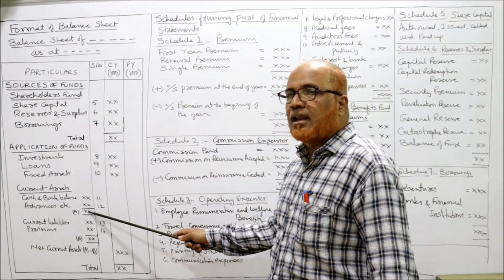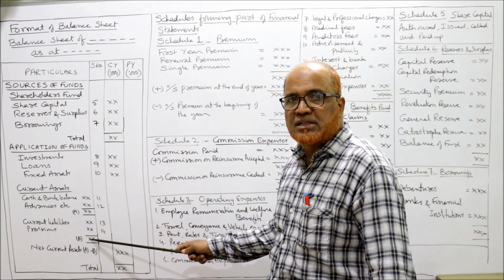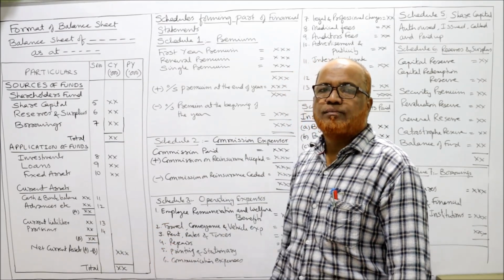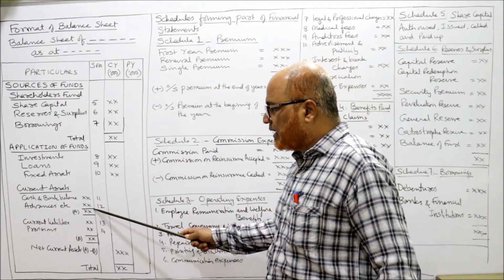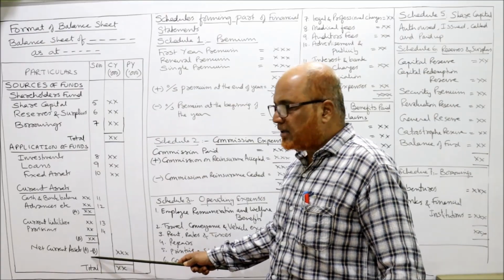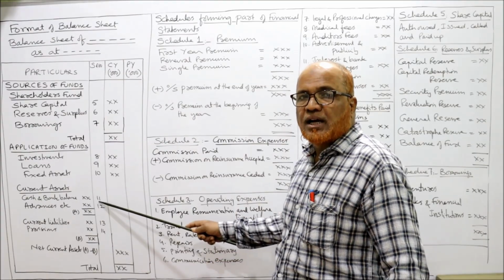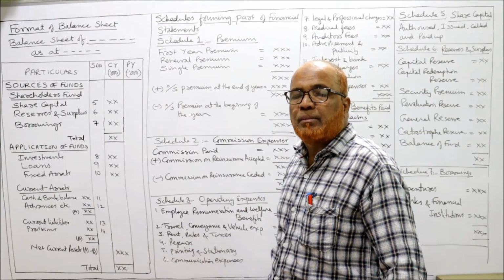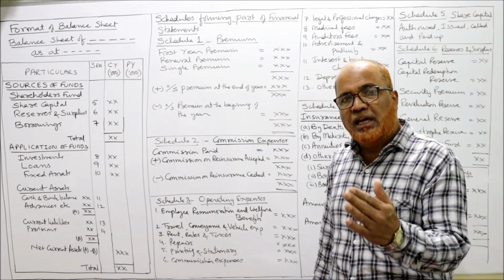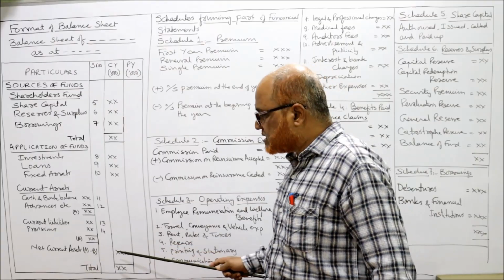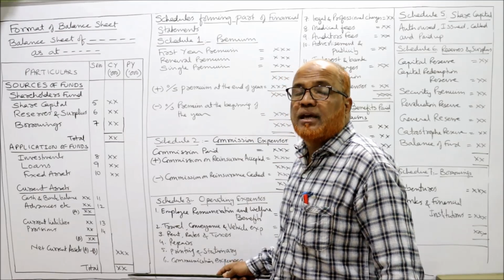So subtotal A represents current assets. Subtotal B represents the total of current liabilities. Net current assets: current assets minus current liabilities is called net current assets. So A minus B, the net current assets, will be taken in the outer column. In simple words, the current assets and current liabilities individually will not be shown in the outer column. They will be taken in the inner column. Then find the net current assets and take it in the outer column. Take the total of all this, and you will get the total of application of funds.